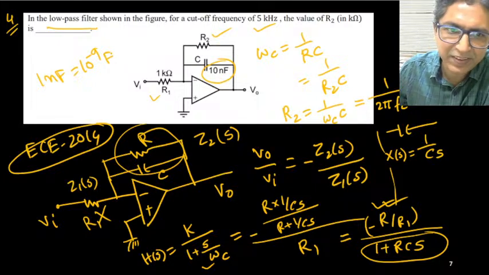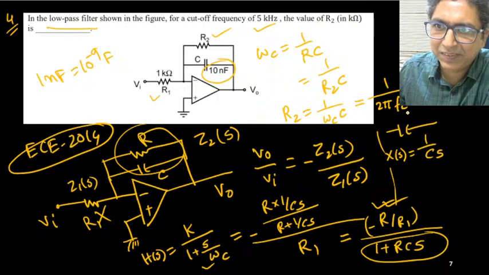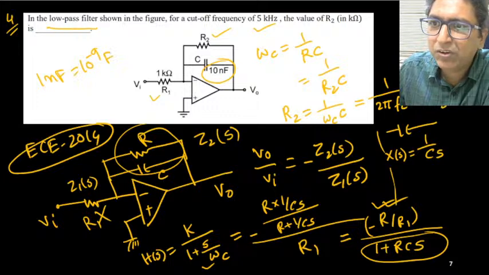I think it's very easy. So you can replace this omega in Fc and C. If you replace this 5K, 5 into 10, and this 10 nanofarad, I think you will be getting around 10 by pi times 10 to the power 3 ohm. That means 10 by pi, it will be around 3.18 kilo ohms.